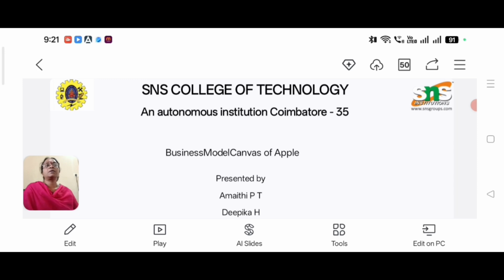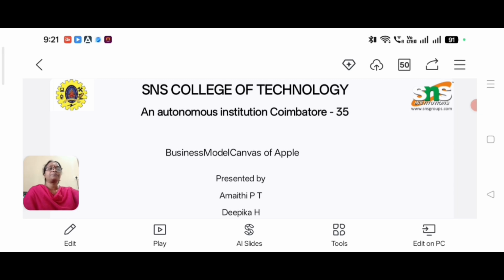So why are we doing this BMC video? First, we have to understand that it is a strategic management tool that helps us understand how a company creates value, delivers value to its customers, and earns revenue. It has nine key components. Based on this, we are going to see the following.